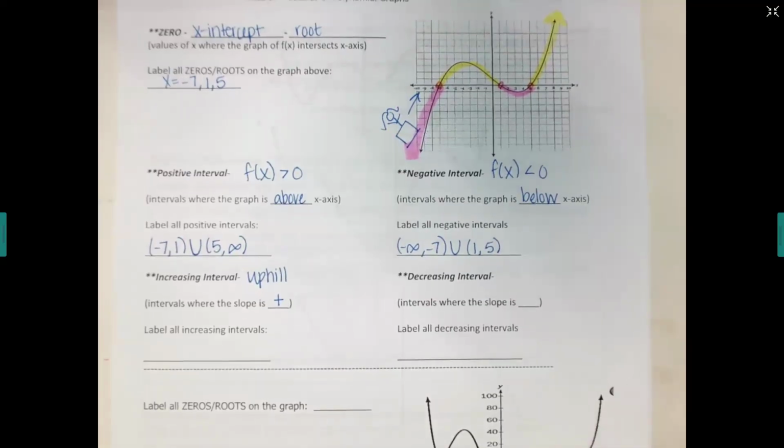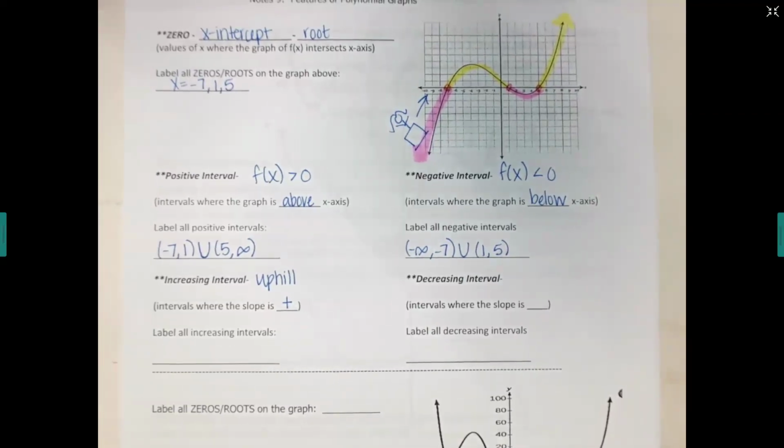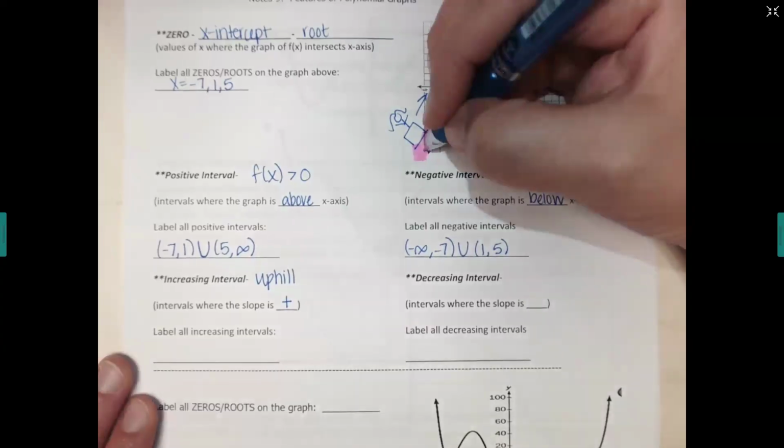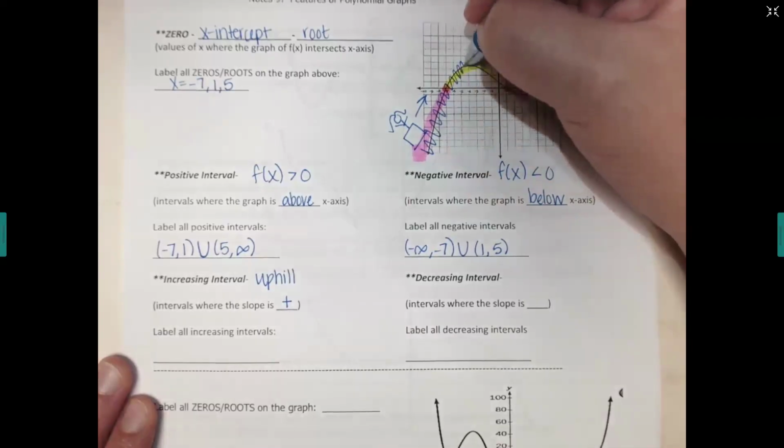So at the beginning of the roller coaster, are we going uphill? Yes or no? Yes. Till when? -4, right? That's where you would stop going uphill. So all of this part of the graph is uphill.